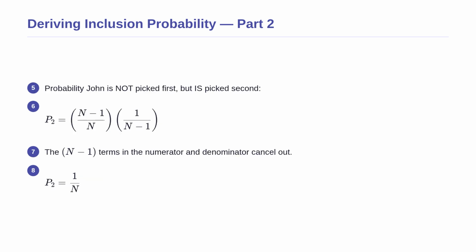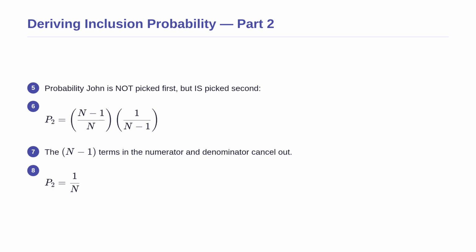What if John misses the first draw but gets lucky on the second draw? We must calculate the probability of this exact sequence. The chance he fails the first draw is capital N minus 1 divided by capital N. On the second draw, there is still exactly one John waiting to be picked, but there are only capital N minus 1 people left in the pool because one person was already removed. When we multiply these two probabilities together, the N minus 1 terms in the numerator and denominator cancel out perfectly.